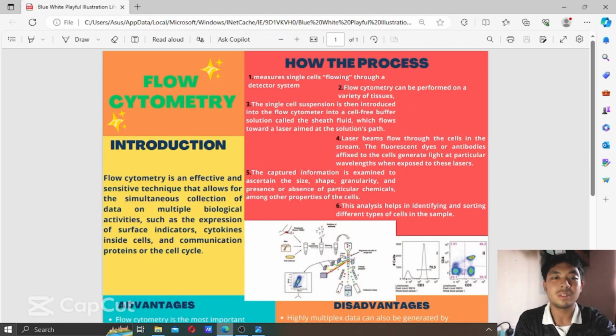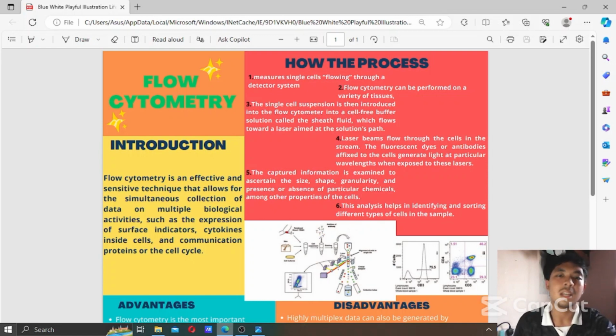So flow cytometry is an effective and sensitive technique that allows for the simultaneous collection of data on multiple biological activities, such as the expression of surface indicators, cytokines inside cells, and communication proteins of the cell cycle. Basically, flow cytometry is a technique used to separate cells, and we can know the color, the shape, and the types of the cell by using optical radiation. So how does flow cytometry work?